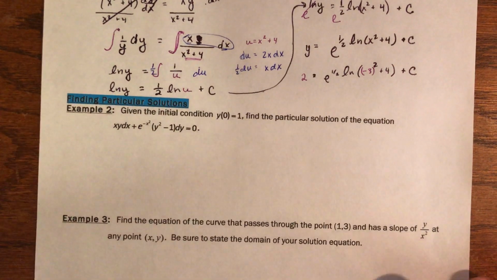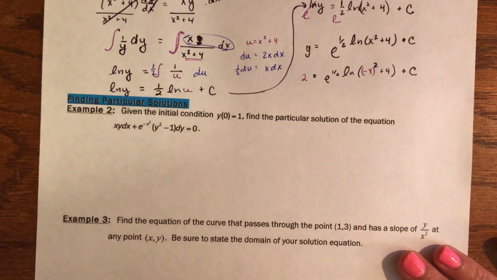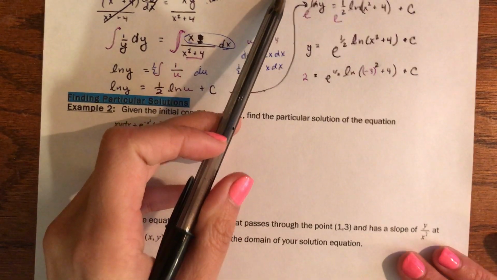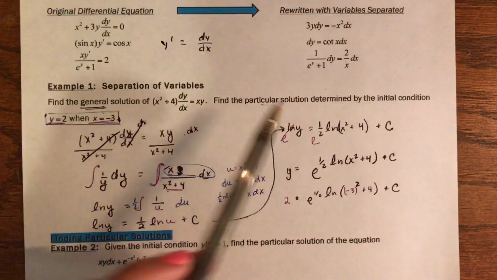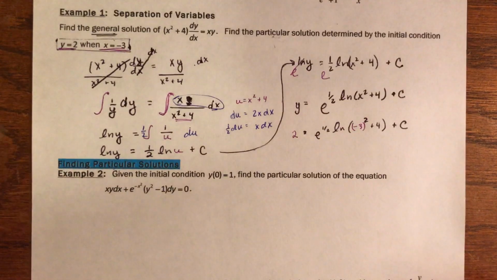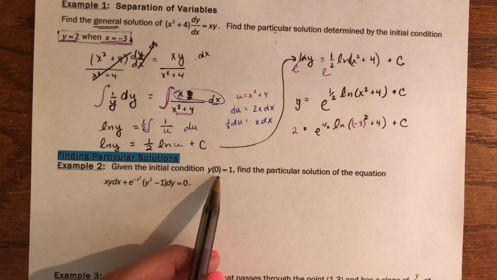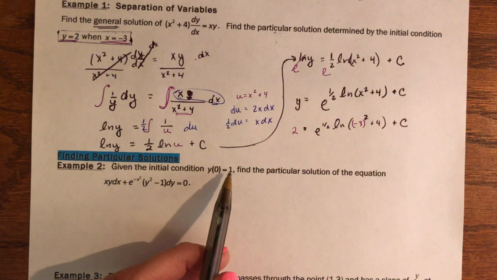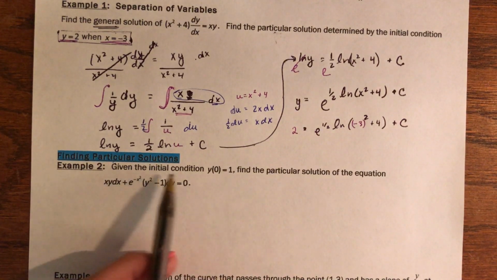Alrighty, let's take a look at example 2. Now this is asking for a particular solution, so it's just this question here instead of finding the general. So we need to find the general anyways, so let's take a look. We're given this initial condition where x is 0, y is 1. Find a particular for this equation.